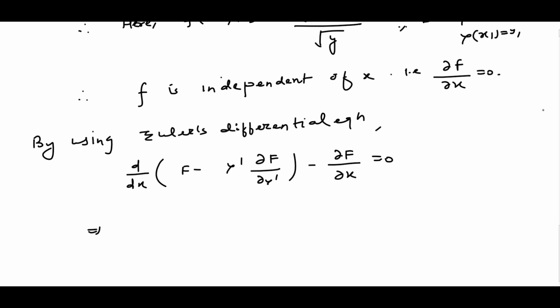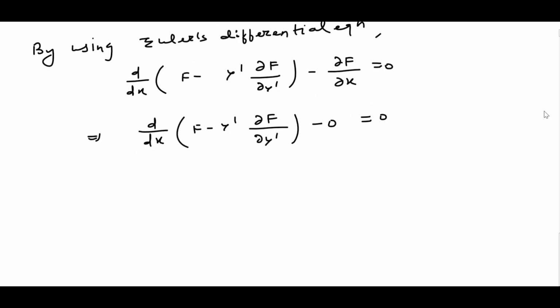So from here, d over dx of (f − y' ∂f/∂y') is equal to 0. So it implies f − y' ∂f/∂y' is equal to the constant c. Put all the values here.